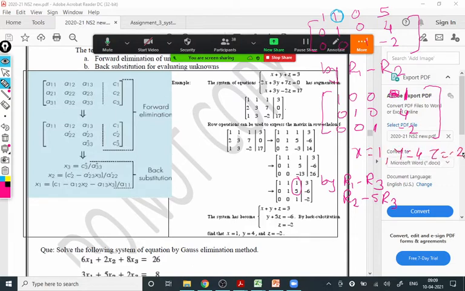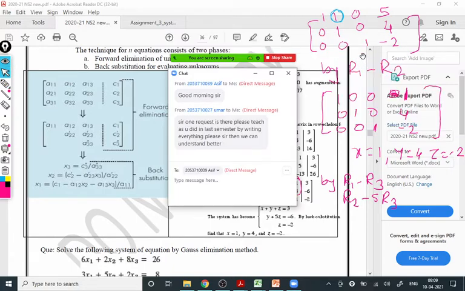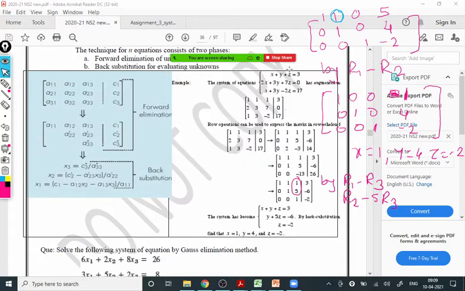And that is the Gauss-Jordan method. So whatever is written on the screen, that is the Gauss-Jordan method. Okay, so that is about this example. So there is a very small difference between Gauss elimination and Gauss-Jordan.